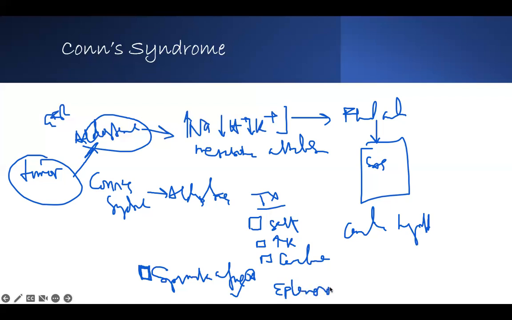Eplerenone, that's the other diuretic. These two are potassium sparing. They block aldosterone and they prevent aldosterone from functioning. So that's Conn syndrome: a tumor of the adrenal gland that only makes aldosterone. So it gives you a blood pressure problem.